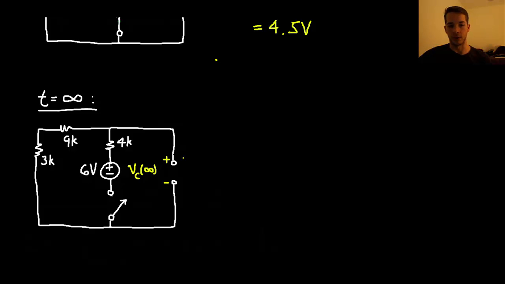So therefore, this voltage over here has to be 0. It's equal to 0 volts, because the capacitor is not being supplied any kind of voltage at all, so it has to be equal to 0 volts.